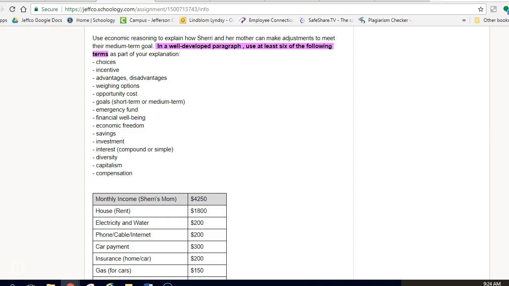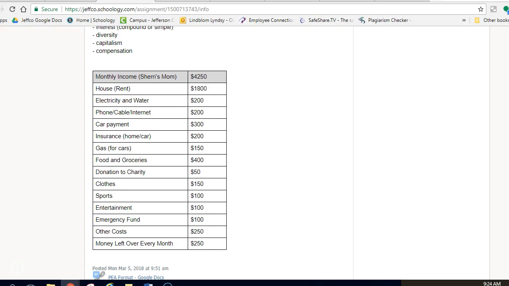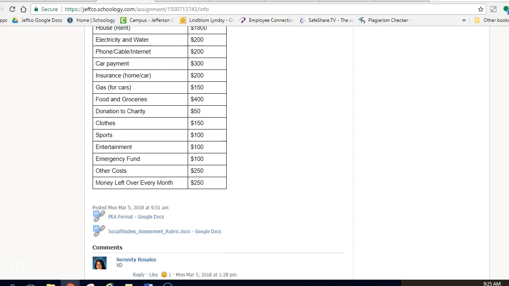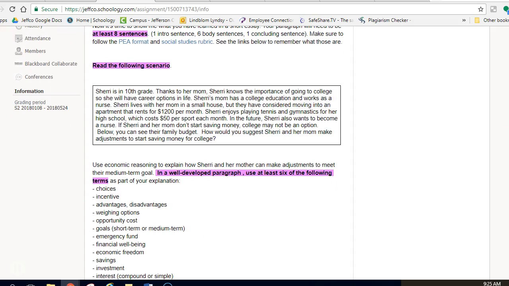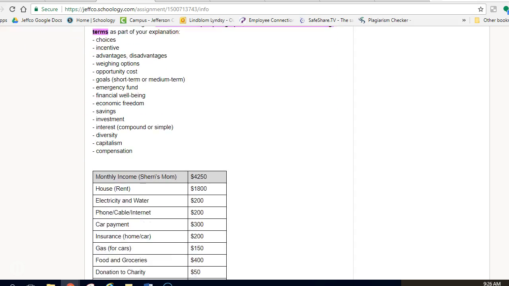Alright, look at their monthly budget. So look at their budget and see if there's any recommendations you might have for also changing their budget. But remember to use 6 terms from up here. If you can figure out some of our other vocab words from this unit, you're welcome to use those. Just highlight them so I know to look for them.